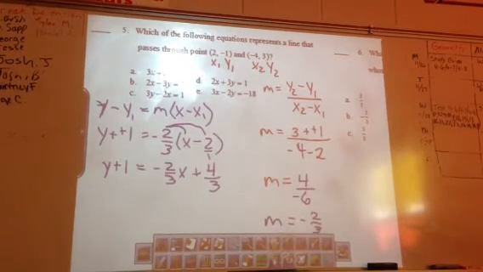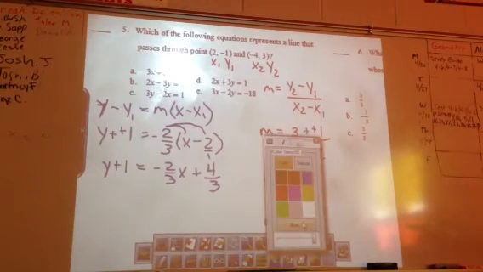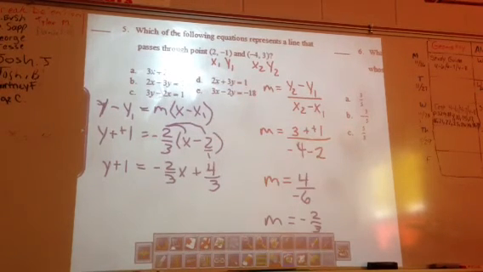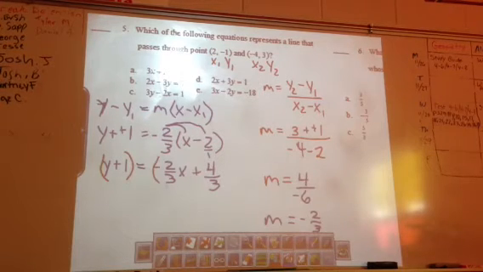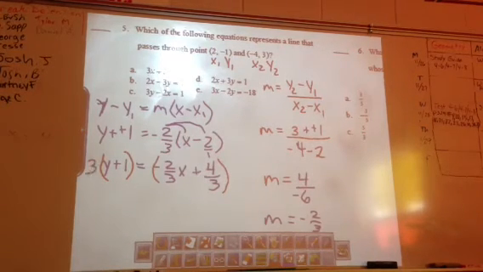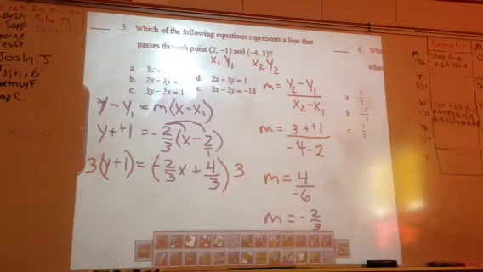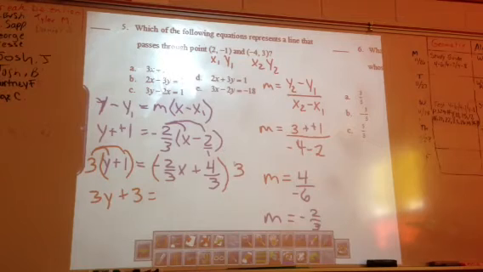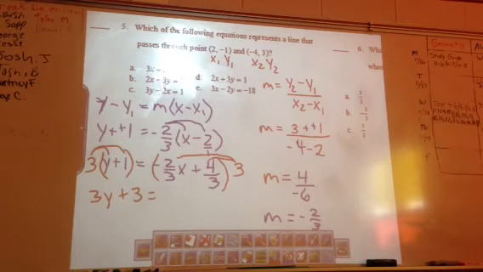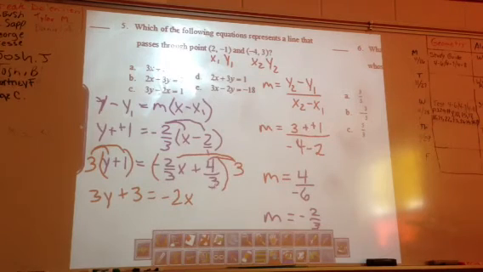Now, what could we multiply by to get rid of our fractions, our denominators of 3? Multiply by the least common denominator. So we're going to multiply both sides by 3. On the left side, 3 times y is 3y. 3 times 1 is 3. On the right side, distributing the 3: 3 times -2/3 would be -6 over 3, or just -2. And then 3 times 4 over 3, that's 12 over 3, that's 4.